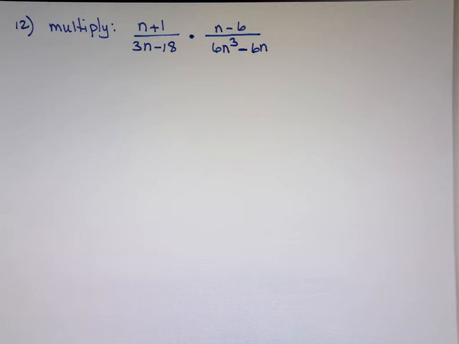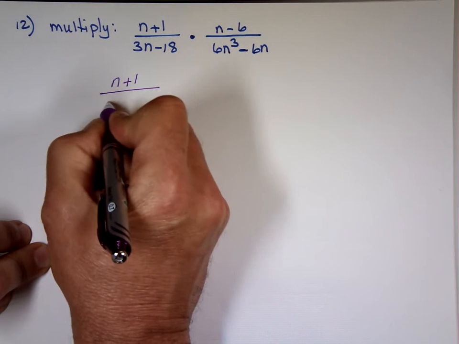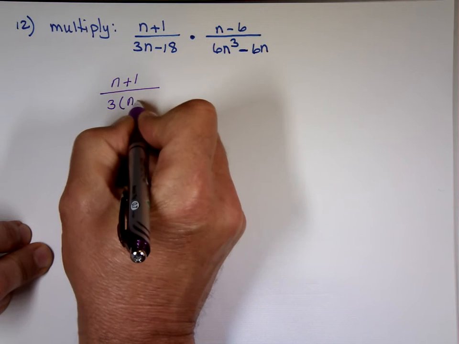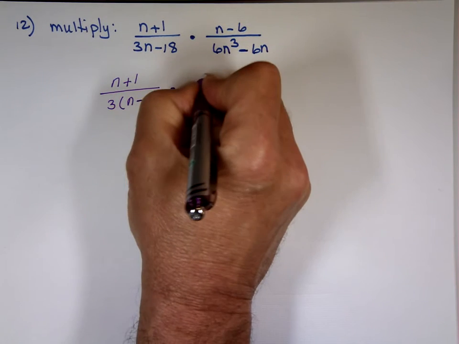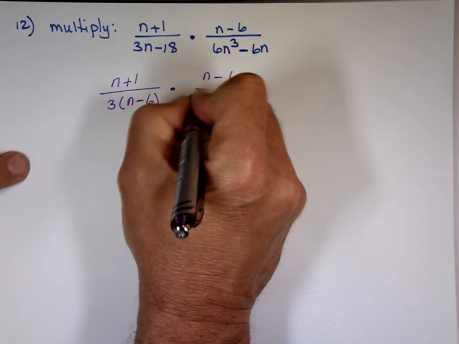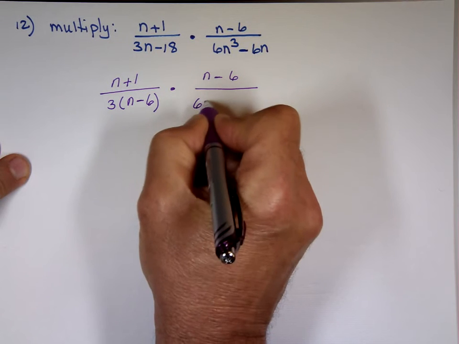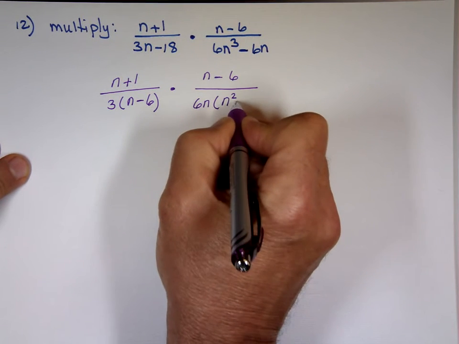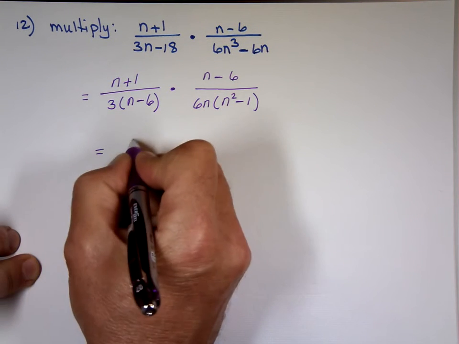Okay, I need to factor each one. Let's look at the first fraction. N plus 1, I can factor 3 out. What's left? N minus 6 times n minus 6 over. I can take out what? 6n? What's left? N squared minus 1. Are we done factoring? The answer is no. This I can't simplify.